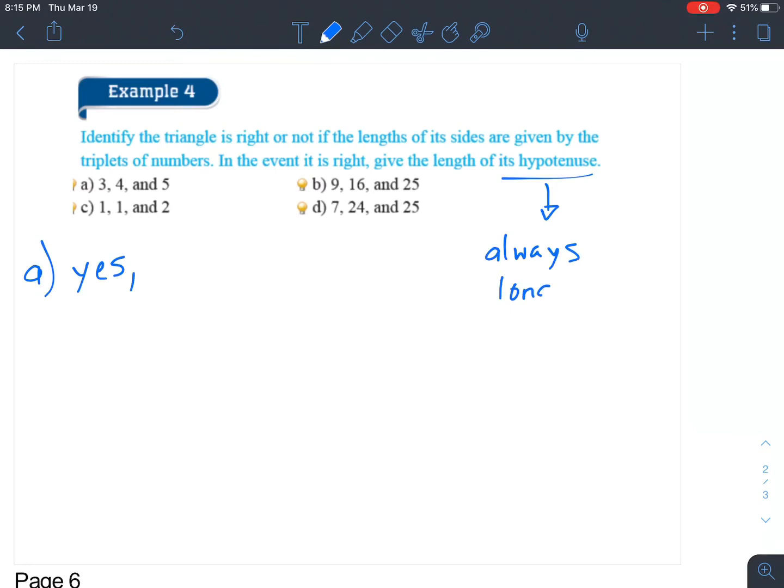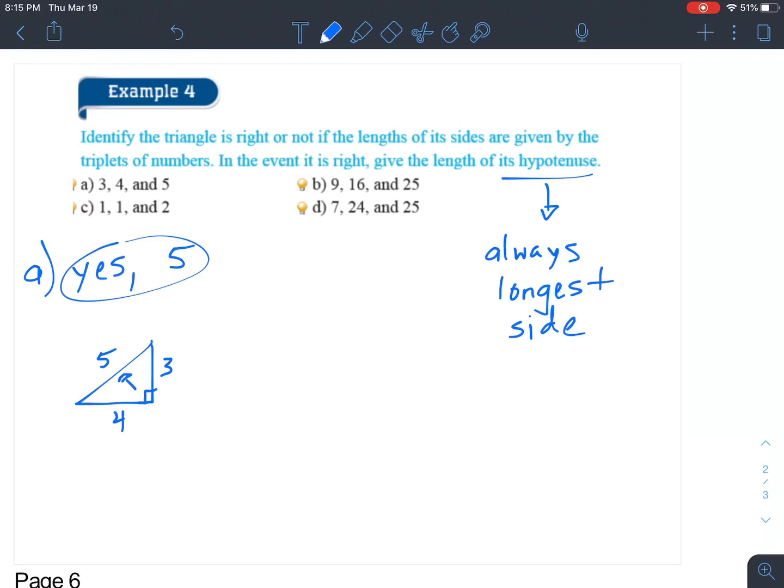And the hypotenuse is always the longest side. So that means then that 5 has to be the hypotenuse. And again, the hypotenuse is the side across from the right angle. So that's always the hypotenuse. Okay.